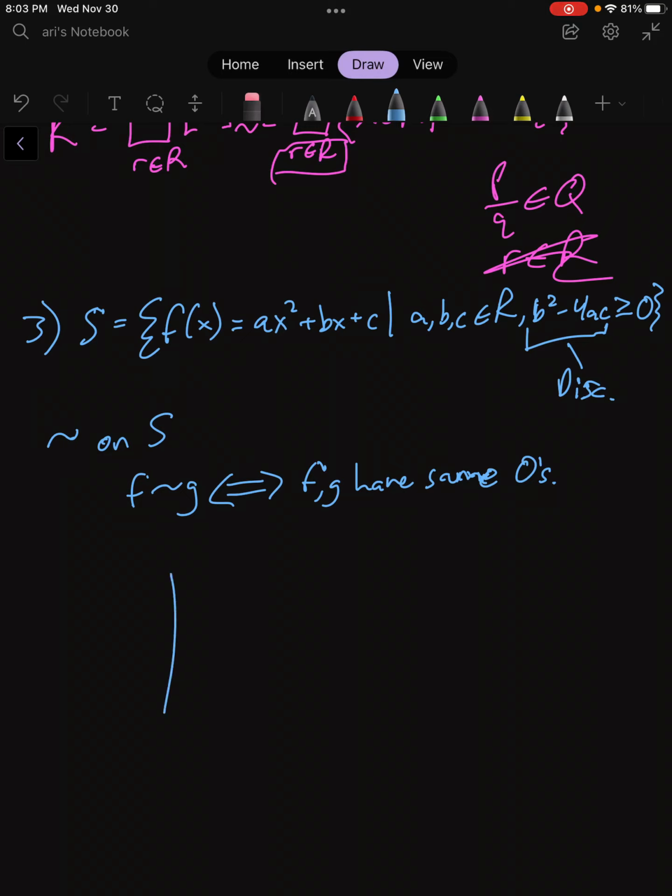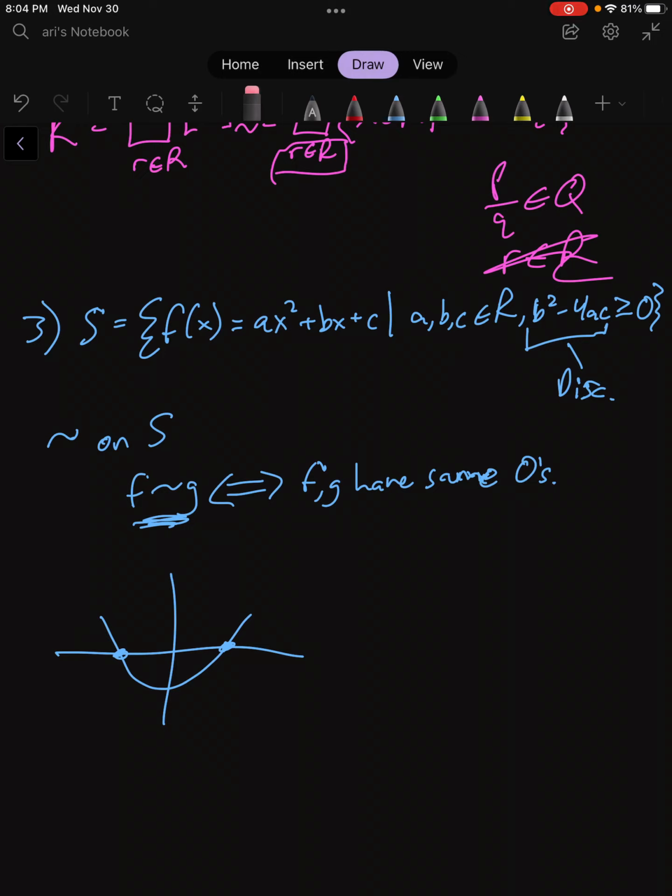all of these functions could be plotted on the xy plane, and wherever they cross the x-axis, that's their zeros. So f tilde g, these two functions have this equivalence relation only if they cross the x-axis at the same point. That's what we're talking about here. And we're told that it's an equivalence relation on S. So we don't have to prove that. Remember, we have those 3 criteria for proving that something is an equivalence relation, but we're already given that, basically.